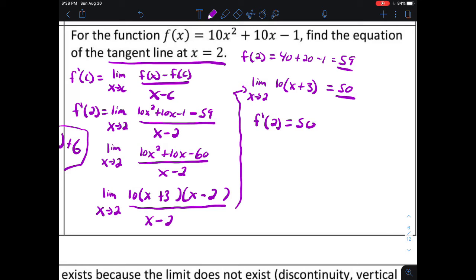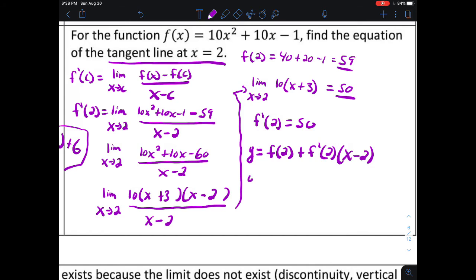Well, to write the equation of the tangent line, what I can do is say y equals whatever the function's value is at 2, because it passes through that point, plus the slope of the tangent line times x minus the x value.